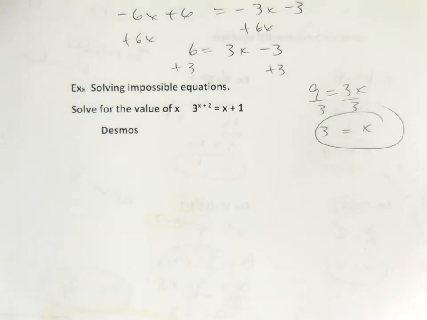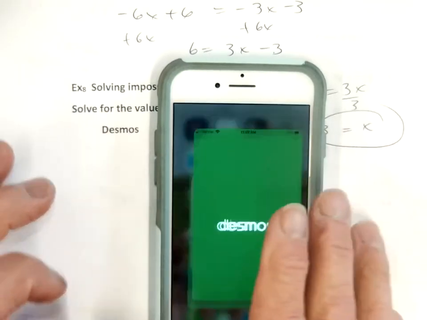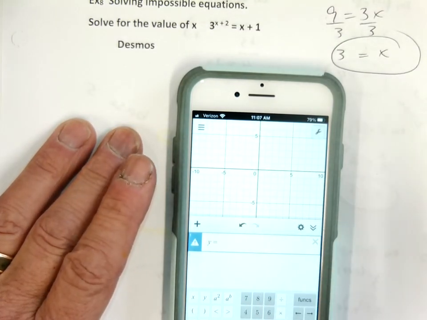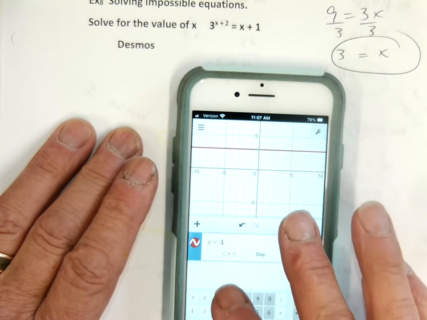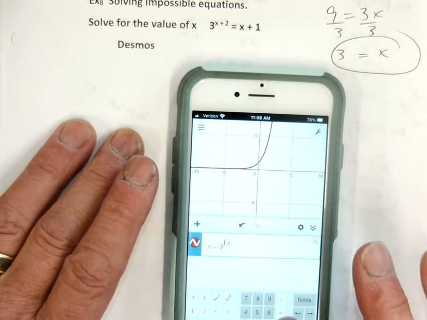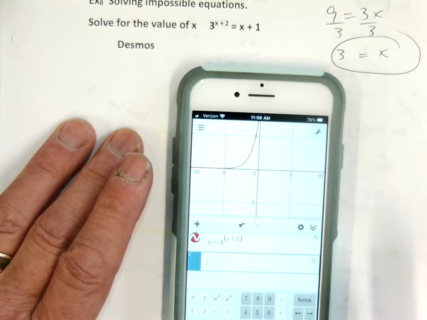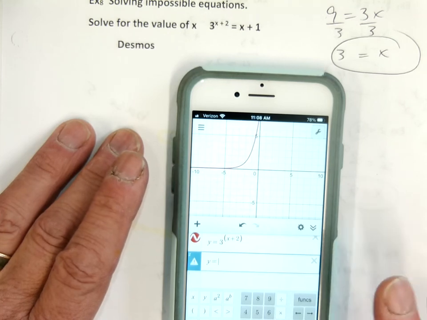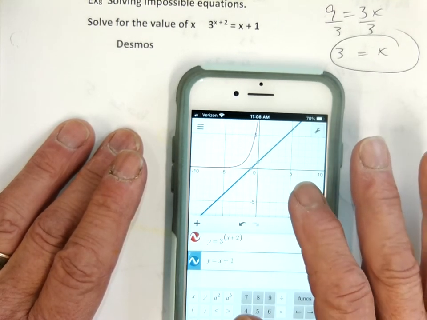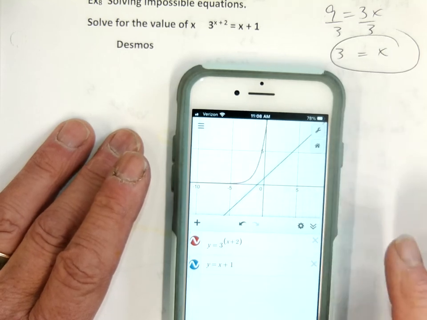So I'm gonna grab my phone. You guys have your computer, but I'm gonna go straight to Desmos. And I'm going to try and type both these in. All right, so first of all, I'm going to go y equals 3 to the power of, I'll use parentheses because I learned better, x plus 2, close my parentheses. Okay, and then I'll put a second equation in, y equals x plus 1. Boy, they didn't intersect at all. Do they intersect anywhere? I got to change that problem because you don't even get it.